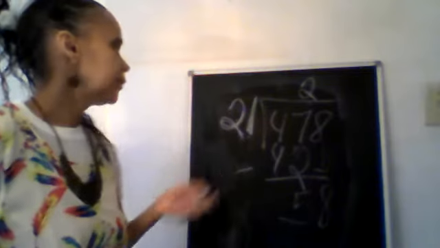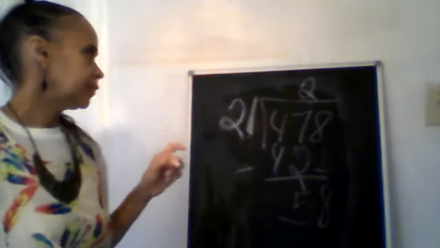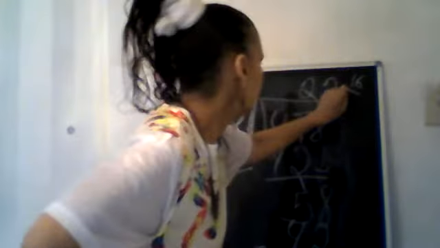Once you multiply, then we subtract 42 from 47. It's going to give me 5. And then we bring down. So 21 goes into 58. It can't go 3 times because 3 would be 63. So it's still going to go 2 times. 2 times 1 is 2, and 2 times 2 is 4. Then we subtract 2 from 8, we get 6. 4 from 5 is 1. So we have 22 and 16 over 21.